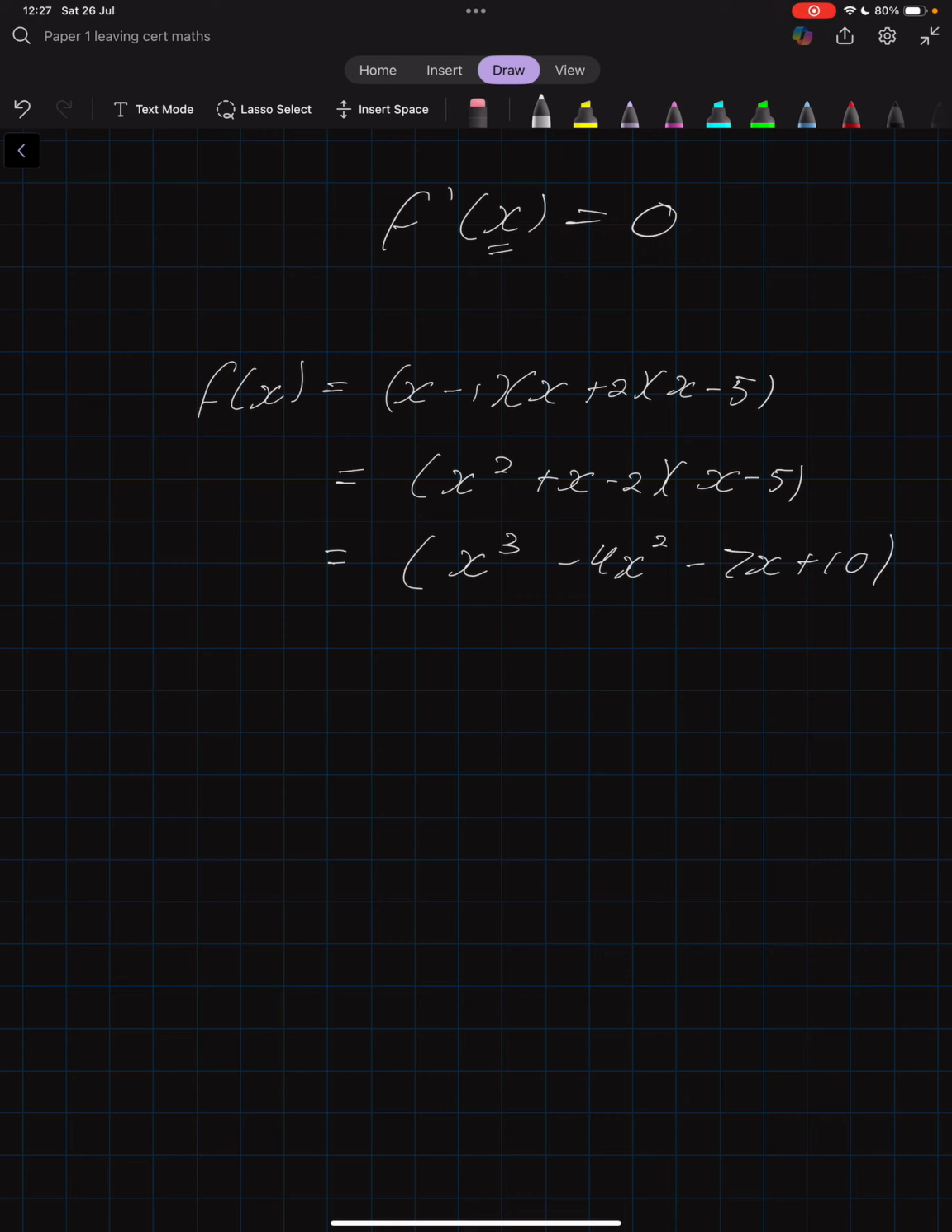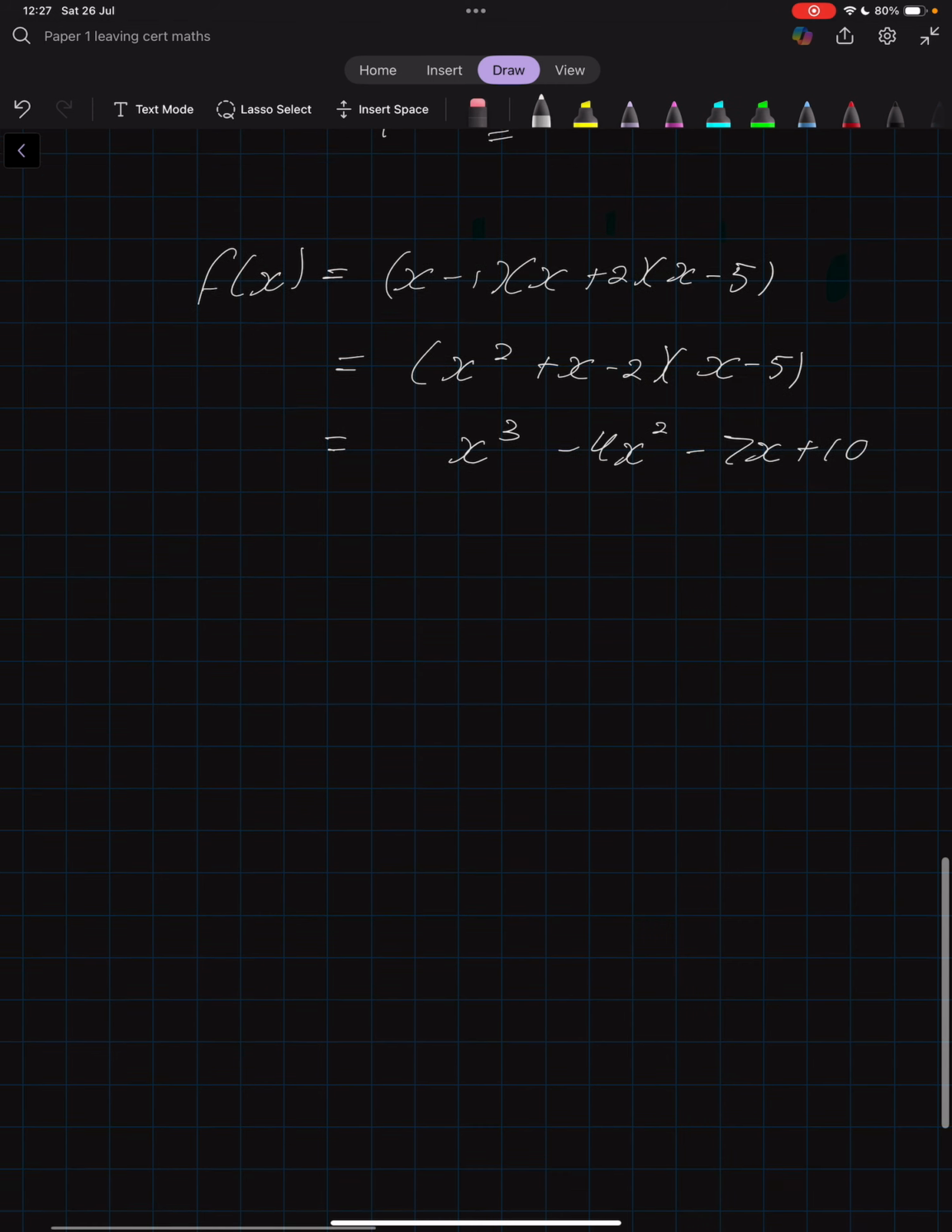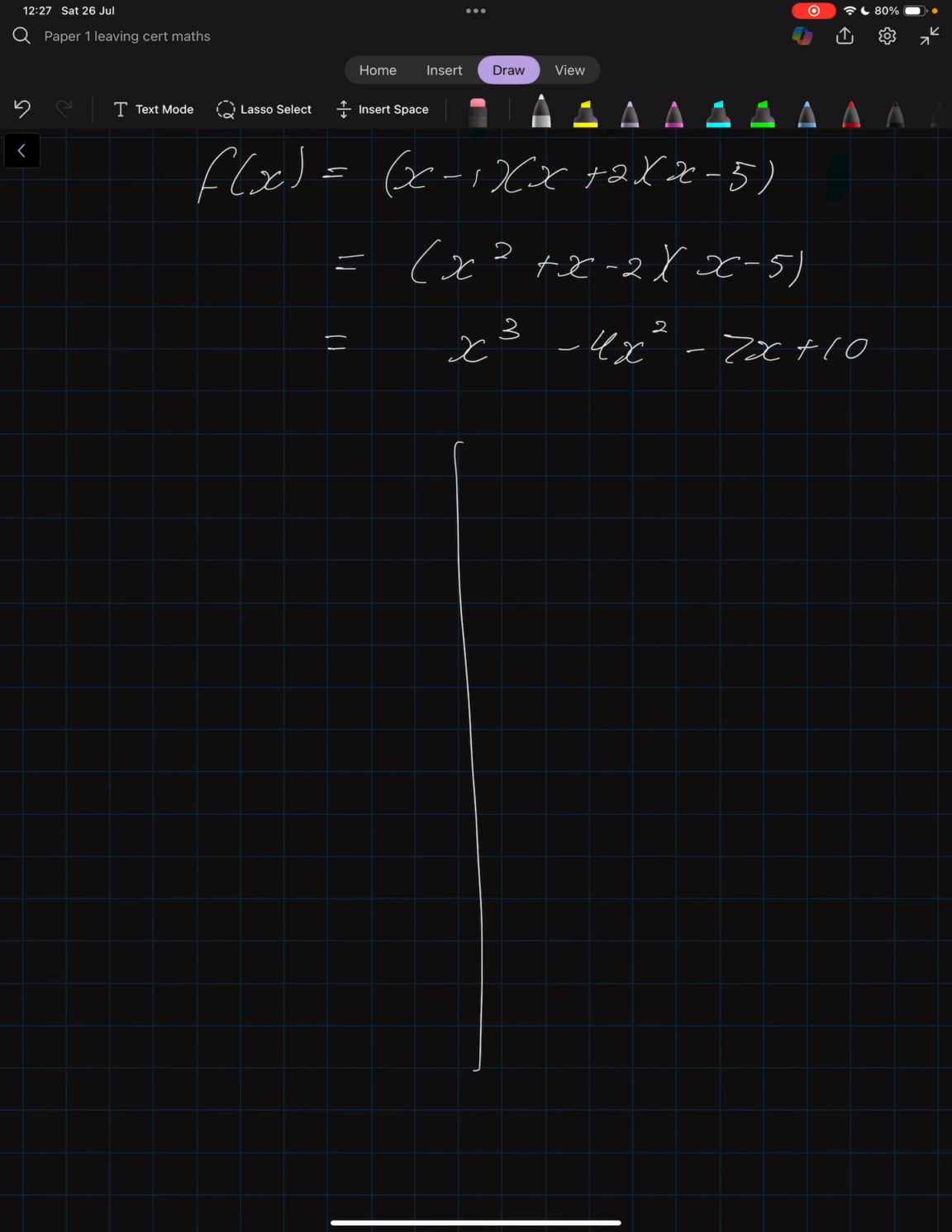If I take this as being my cubic, the only reason I did this is that these are the roots. So the roots are 1, minus 2, and 5. It just helps me to be able to draw it. So the roots are going to be 1, 5, and minus 2. Remember, this is greater than 0, which means the right arm points up, like so.